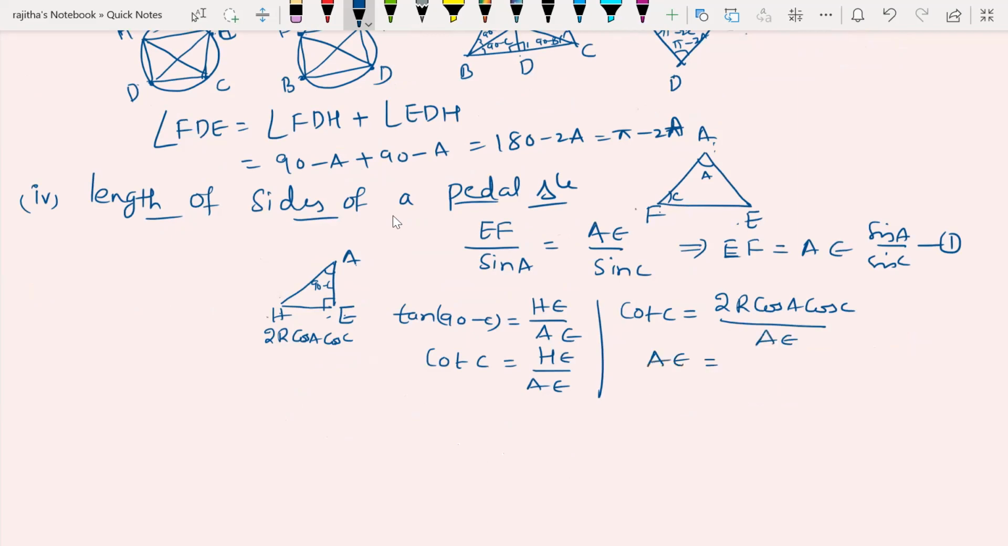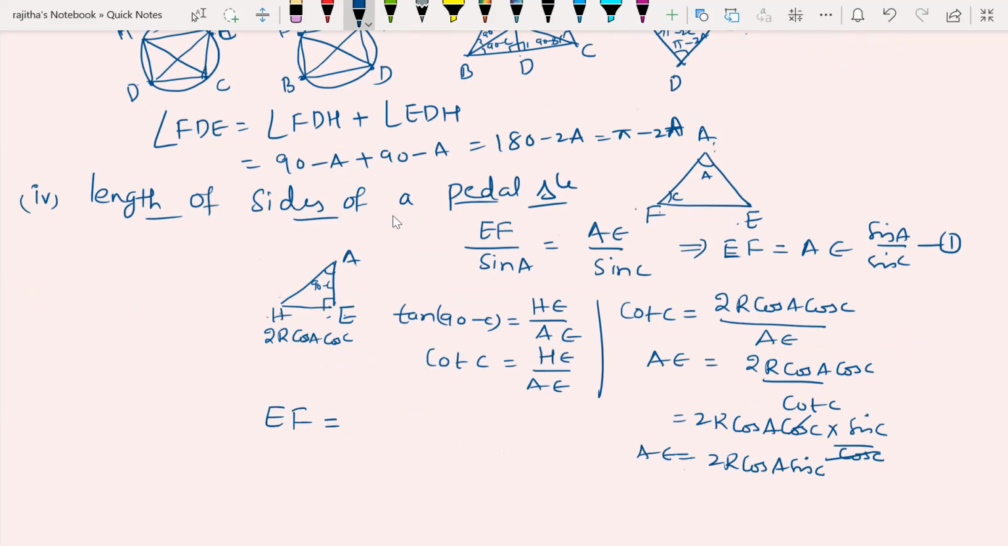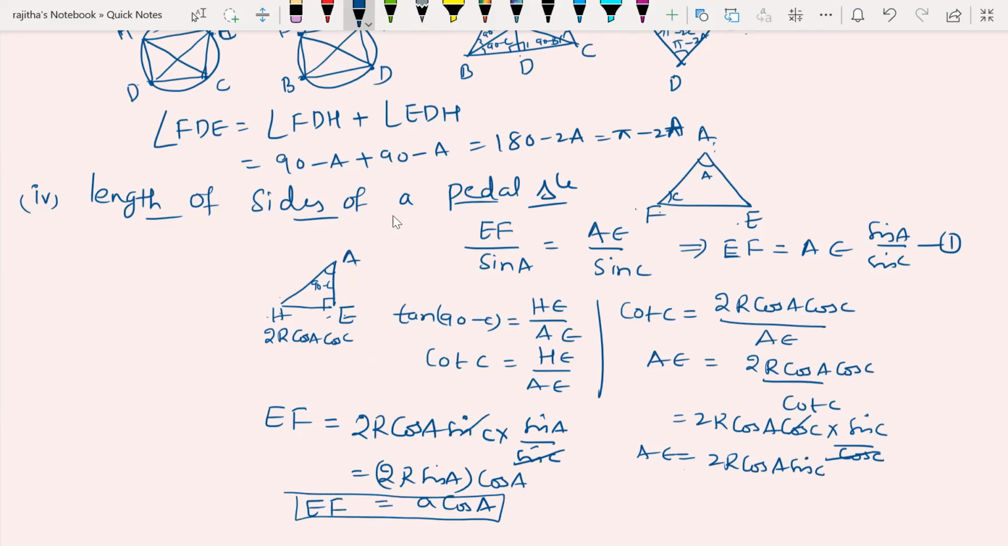What about AE? AE is nothing but 2R cos A cos C by cot C, that is 2R cos A cos C into sin C by cos C, that is 2R cos A sin C. Substituting the AE value in equation 1, we get EF: 2R cos A sin C into sin A by sin C. Sin C cancels, giving 2R sin A into cos A, that is a cos A. So EF length is a cos A, FD length is b cos B, and DE length is c cos C.